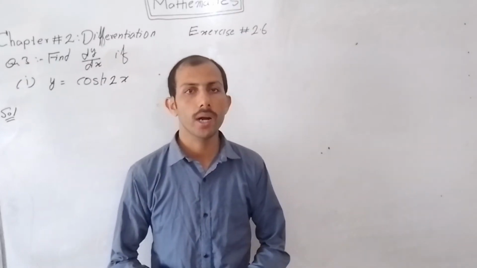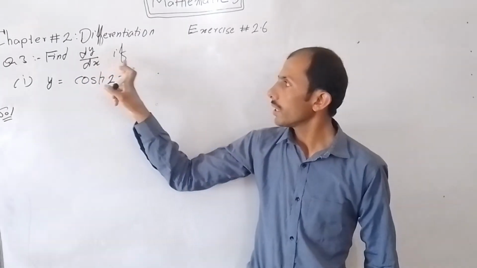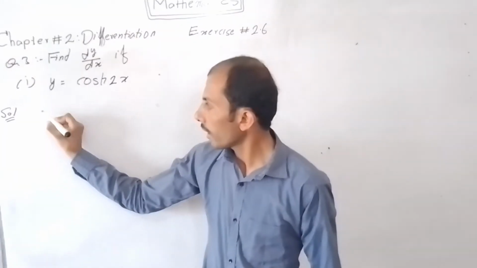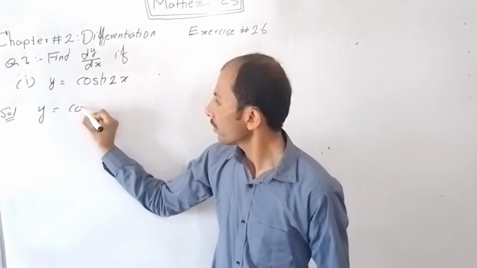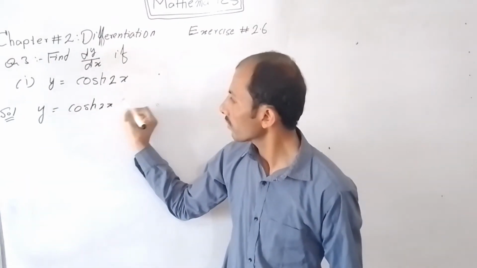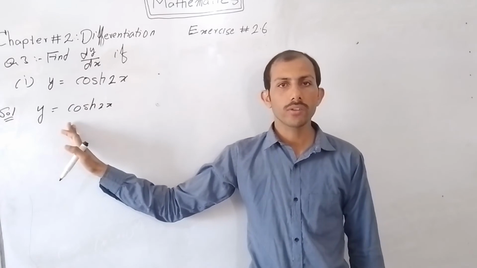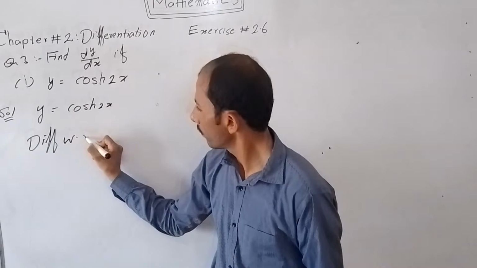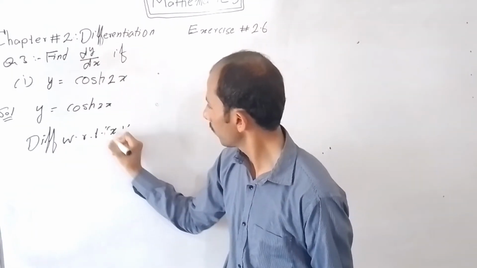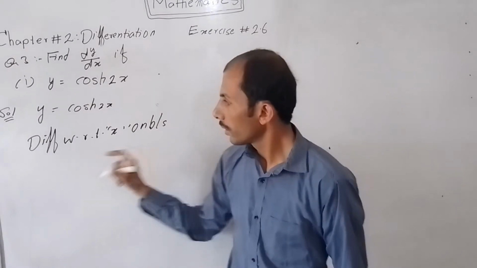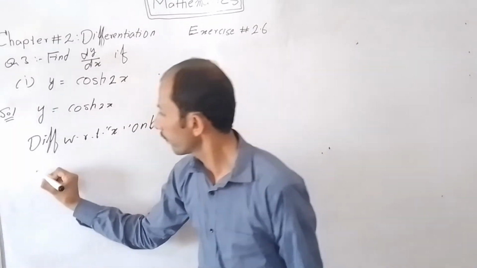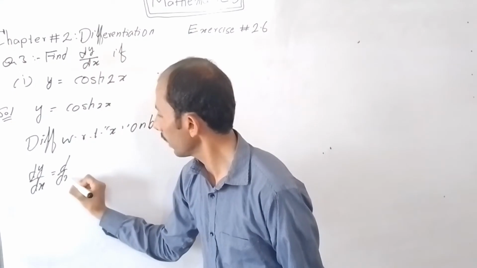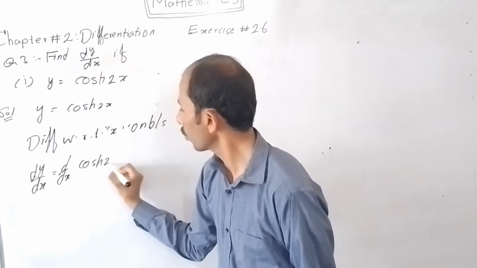Let's start question 3, part 1. Find dy over dx if y is equal to cos hyperbolic 2x. First of all, as it is, y is equal to cos hyperbolic 2x. Differentiate with respect to x on both sides. dy over dx is equal to derivative of cos hyperbolic 2x.